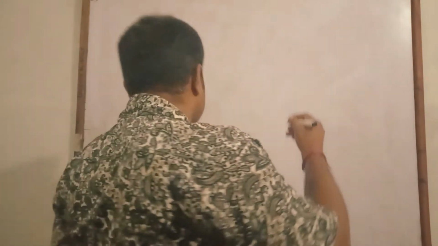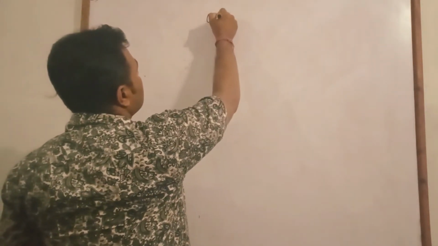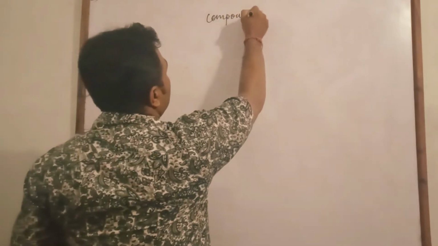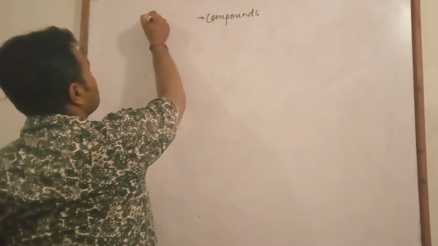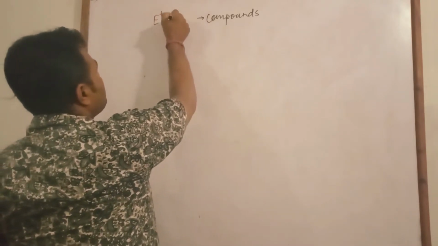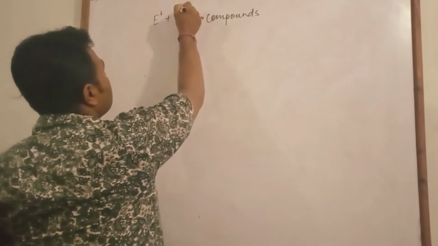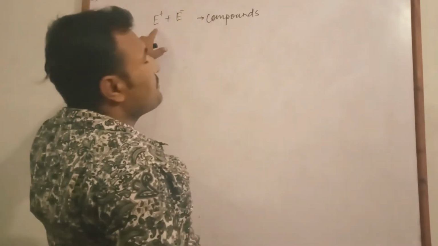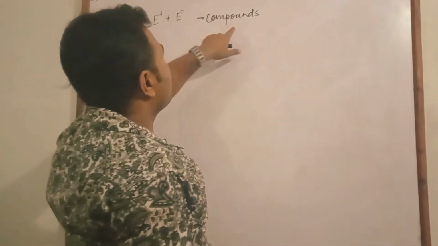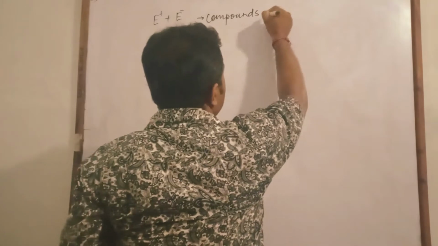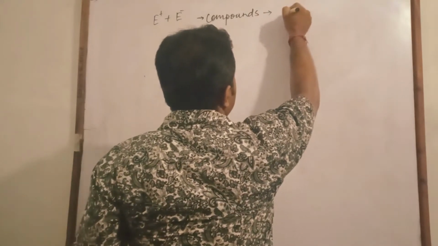compounds are formed by the combination of radicals. Every compound is made from radicals, like two types of radicals. Every compound contains electropositive and electronegative radicals combined, and then it gives a compound. And when a compound is dissociated, it forms ions.